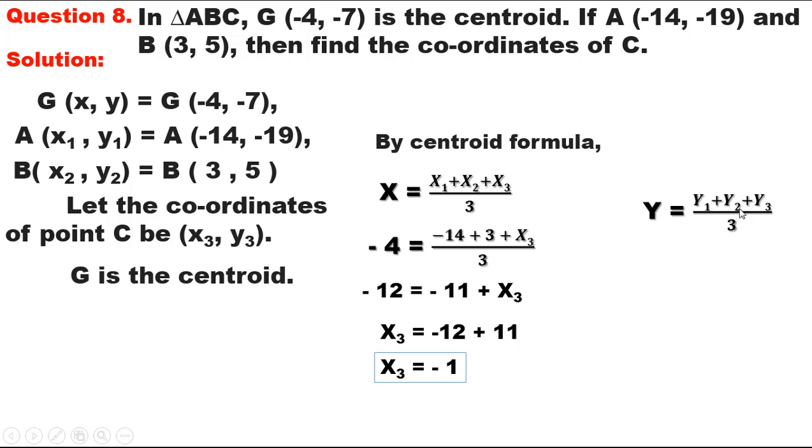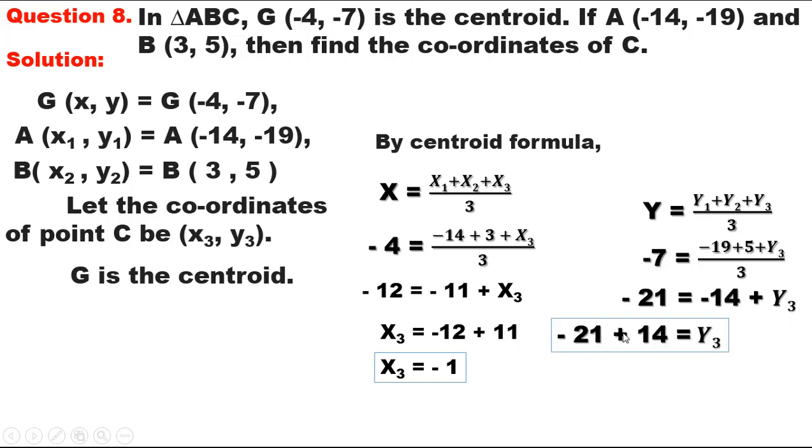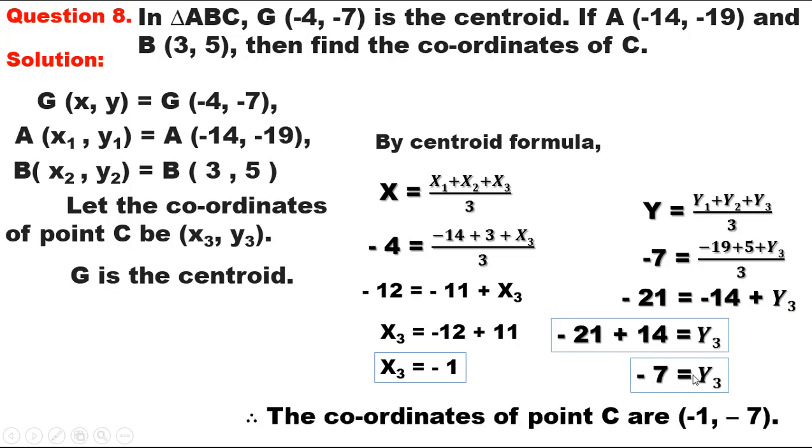y = (y1 + y2 + y3) divided by 3. -7 = (-19 + 5 + y3) divided by 3. -21 = -14 + y3. -21 + 14 = y3. Therefore, -7 = y3. The coordinates of the point C are (-1, -7).